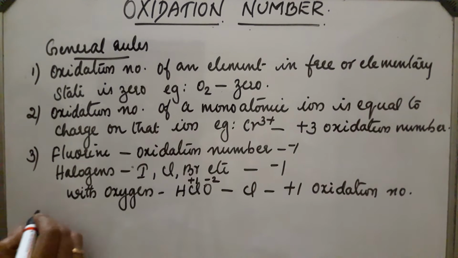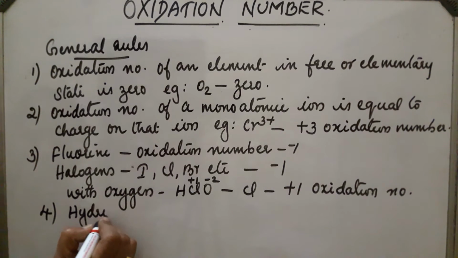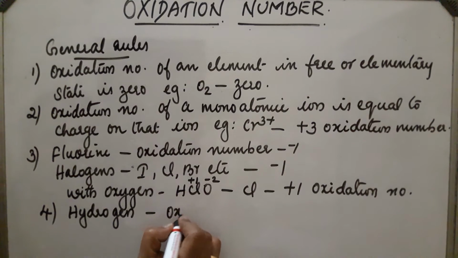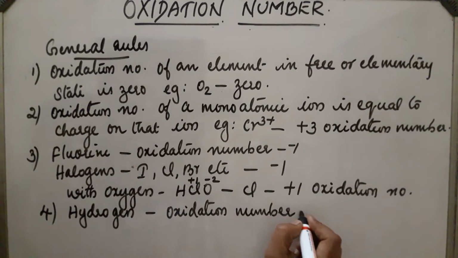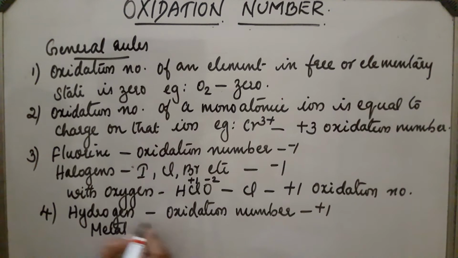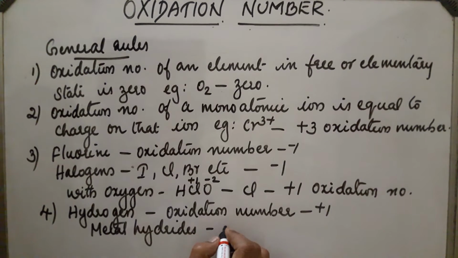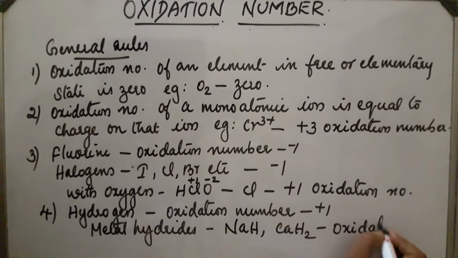Fourth one, hydrogen is having +1 oxidation number. But in the case of metal hydrides, hydrogen is having oxidation number -1. Example, in the case of NaH, CaH2, in all these cases, oxidation number is -1.